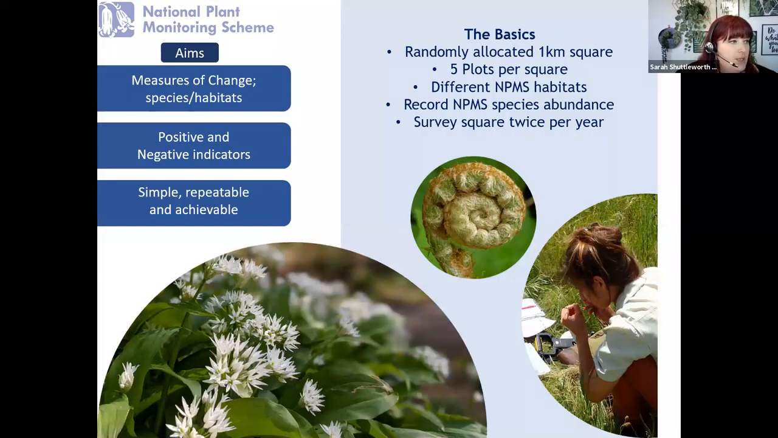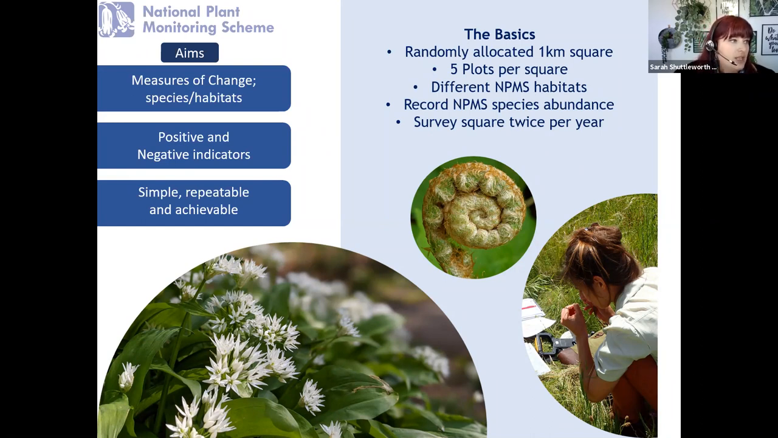So to revisit, the aim is to provide reliable measures of change for individual species and species groups within semi-natural habitats, and to use both positive and negative indicator species for each habitat. The species included in the scheme were chosen to be reliable indicators, species which are widespread and are relatively easy to ID. So sometimes we do get queried over some of the species that are listed as the indicator species within those habitat types, but it's worth remembering that a lot of time was spent deciding on these over a number of factors. So they are the ones that are going to best be used to reliably give us the data that we need to show change and what's happening.